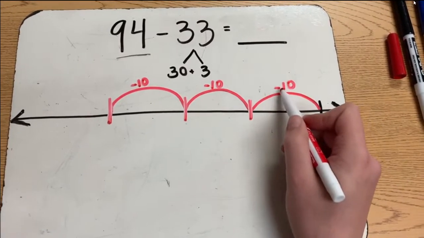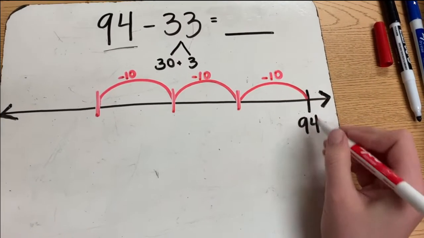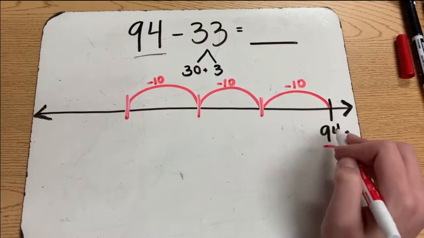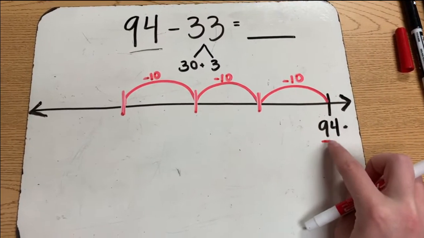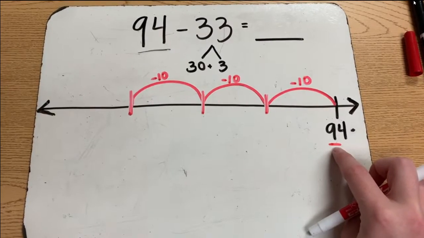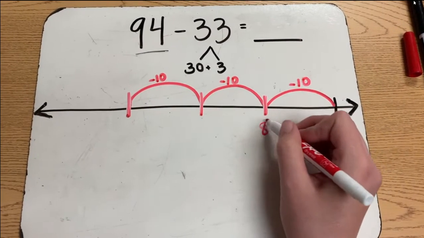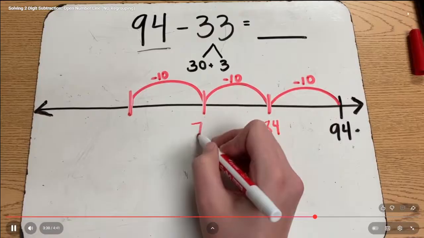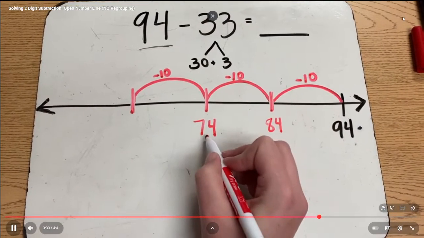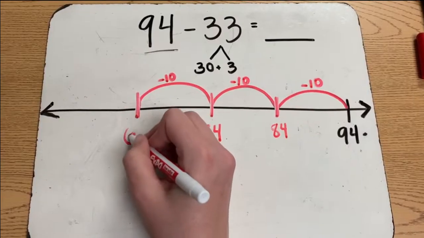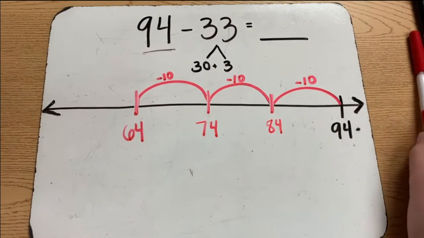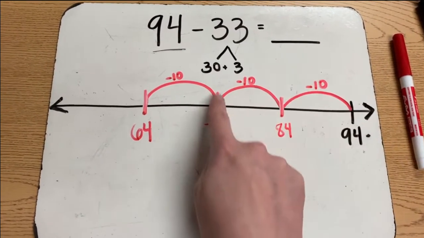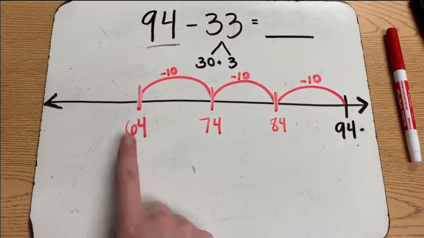94, take away 10. Well, I know that 94 is only going to change in the tens place because I'm not taking away any ones. I'm just taking away a 10. So if I go down by 1 digit in this tens place, 94, I'm going to end up with 84. 84 take away 10 is 74. 74 take away 10 is 64. All right? There. We did our jumps for taking away 30. Minus 10, minus 10, minus 10. 3 jumps of 10. So now we're at 64.